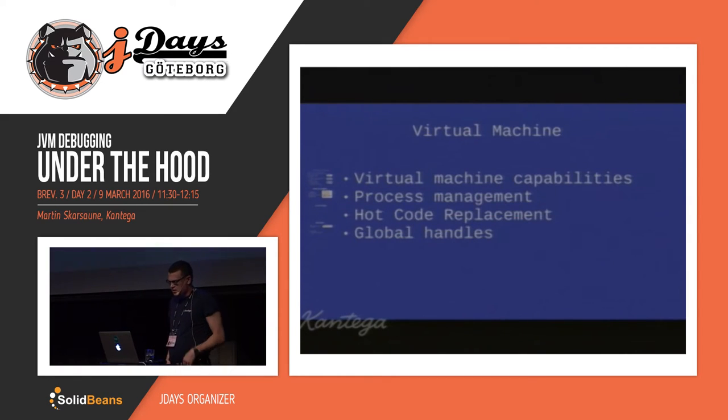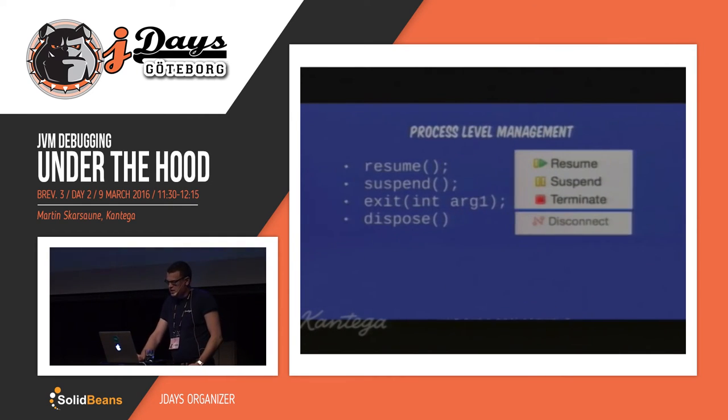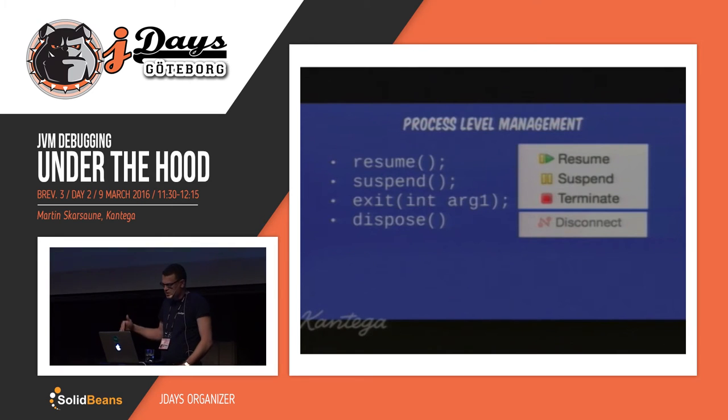It has the capability to ask the VM what sort of debugging it supports, because debuggers have evolved over time. So, for instance, if you have Java 1.6 or newer, you're able to access the memory and so on. So it's a gradual improvement. We can also manage the process: suspend the entire VM, resume it, even terminate it, or, if you are connecting, connect and disconnect.